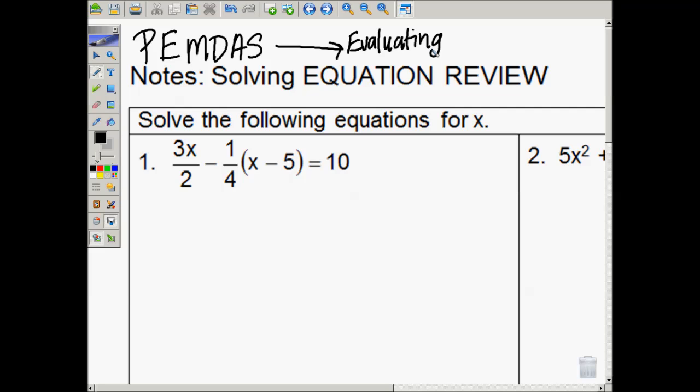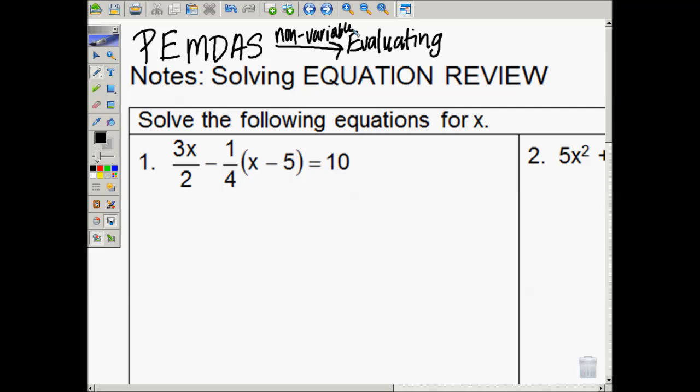PEMDAS means you're evaluating. Typically, there is no variable present. Okay? That's when you use PEMDAS. Like if I set parentheses 3 plus 2 close parentheses squared minus 1/2 times 11 divided by 13, you would use PEMDAS to solve that. Okay? Because did I say any variable? No, I just want to know what is the solution for this. That's when you use PEMDAS.